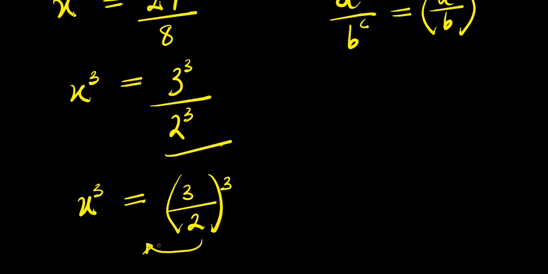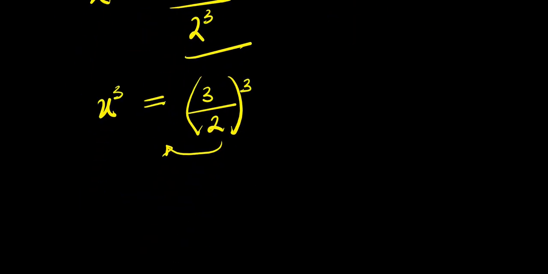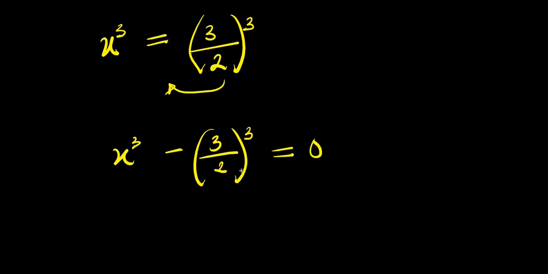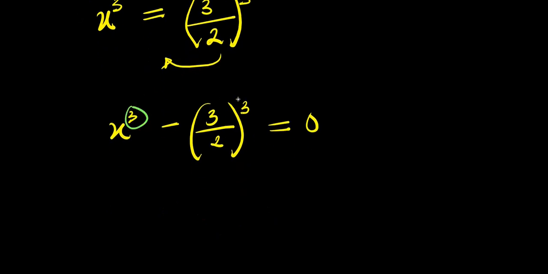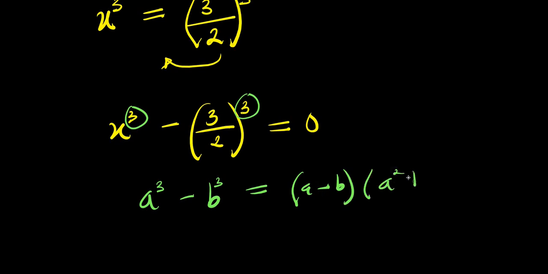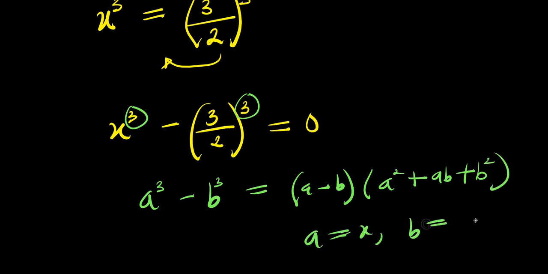So we move this over here, and what we are going to have is x power 3 minus 3 divided by 2 raised to the power of 3, and this equals 0. So from here, we have a power 3 minus b power 3. This equals a minus b times a squared plus ab plus b power 2. And in this case, my a is x and my b is 3 divided by 2.